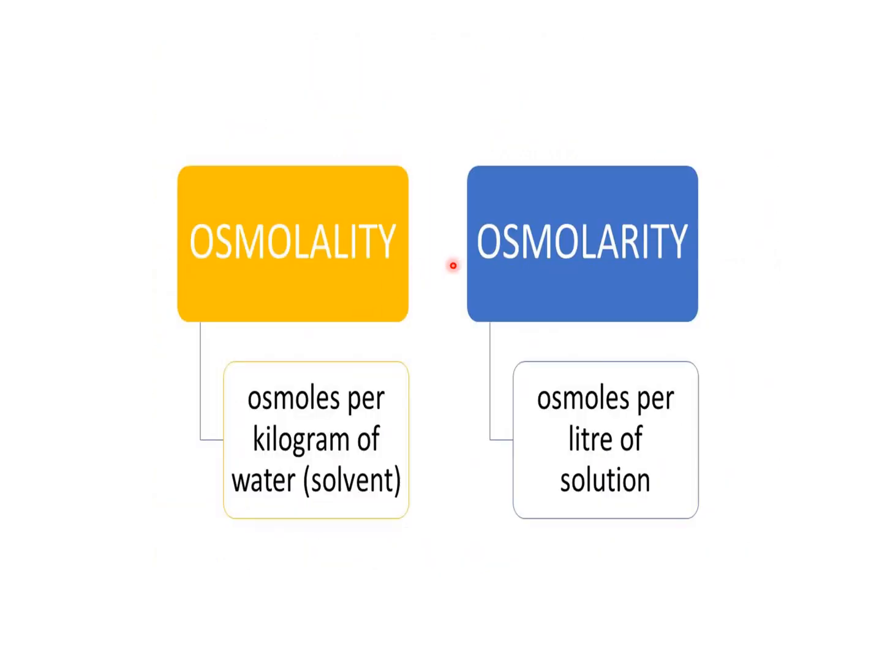So here we will come across two terms. One is osmolality, another is osmolarity. The number of osmoles or milliosmoles per liter of solution is known as osmolarity, whereas the number of osmoles or milliosmoles per kilogram of water or solvent is known as osmolality. As 1 kg of plasma is equivalent to 1 liter of plasma in our body, we usually use the term osmolarity, that is the number of osmoles or milliosmoles per liter of solution.